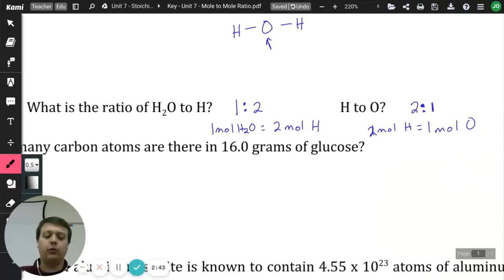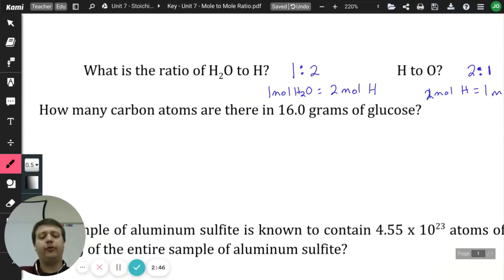Okay, so let's take a look at this first problem here. So it says how many carbon atoms, so we're looking for carbon, are there in 16 grams of glucose? Well, what is glucose? Glucose, remember, is C6H12O6. Okay, so we're going to look at this and we're going to see, okay, well, I've got glucose here. For every 1 glucose, how many carbon do I have? Well, I've got 6 carbon. So that's going to be our mole-to-mole ratio in this problem.